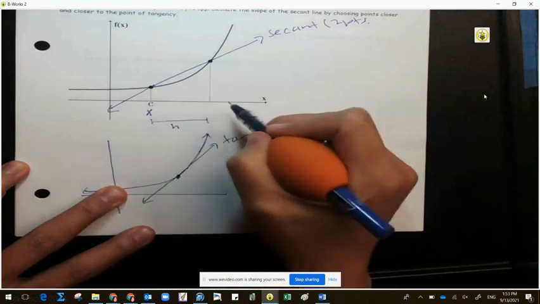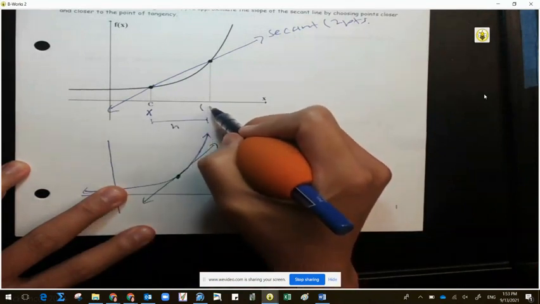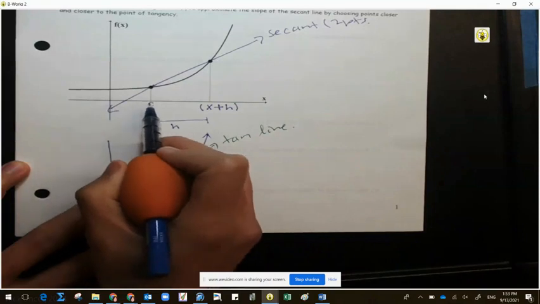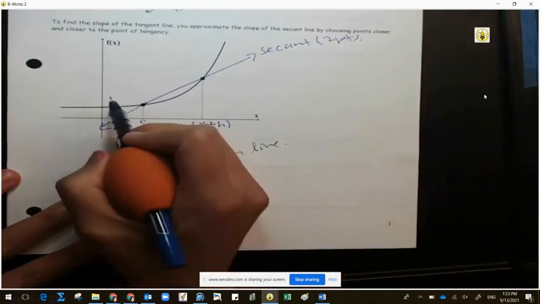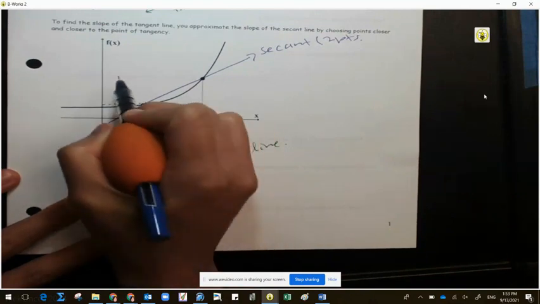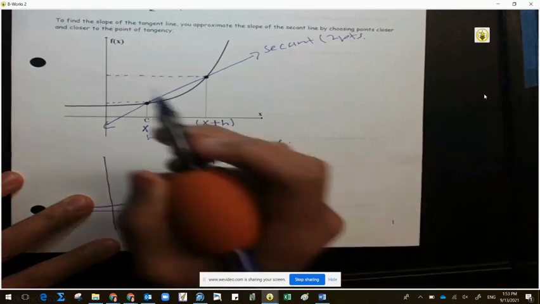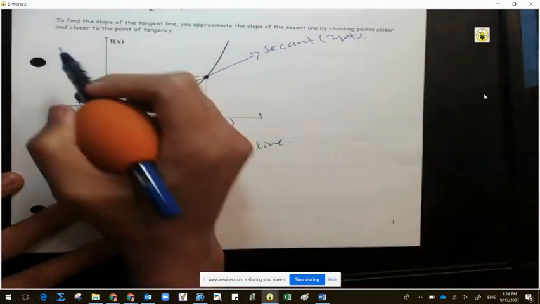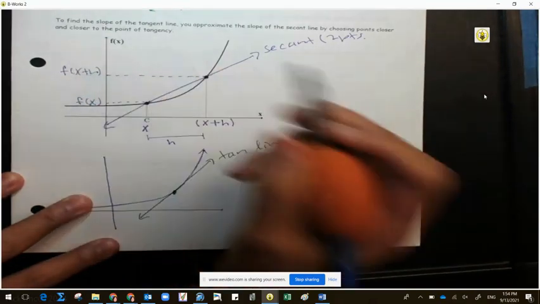how would I write the expression of the second point right here? Something plus something. X plus h. Because we've gone this far and that much further. And then for the Y value, let's make our dotted line. And it's okay if it's not all the way straight. So the first one is the Y value called f of x. The second one is the Y value called f of x plus h.